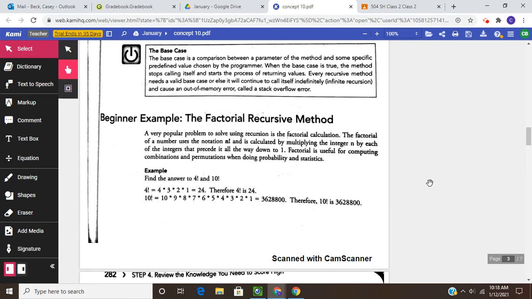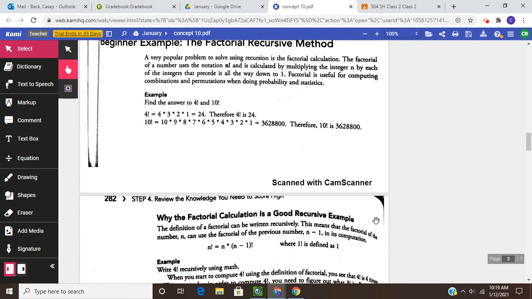For example, to find the answer of 4 factorial and 10 factorial. 4 factorial is really just 4 times 3 times 2 times 1, which is 24. So therefore, 4 factorial is 24. 10 factorial is 10 times 9 times 8 times 7 times 6 times 5, all the way down to 1. And therefore, it's a huge number.